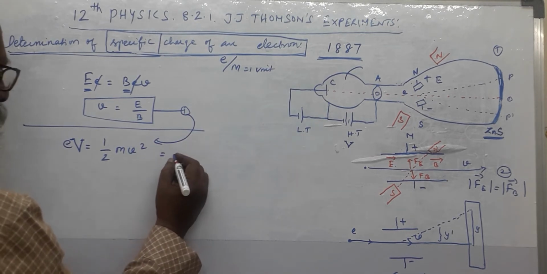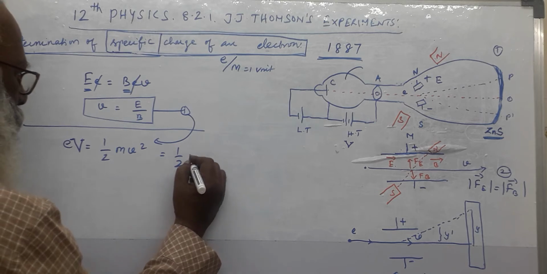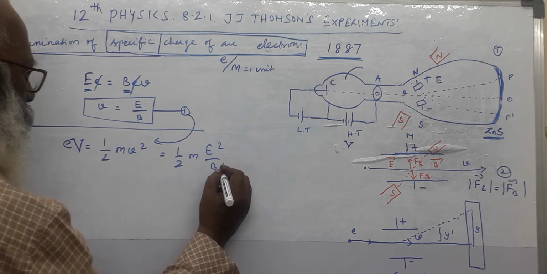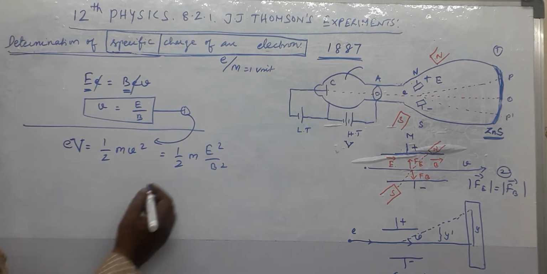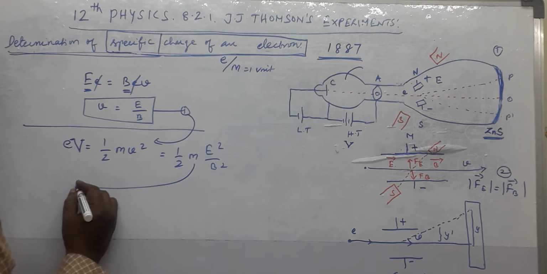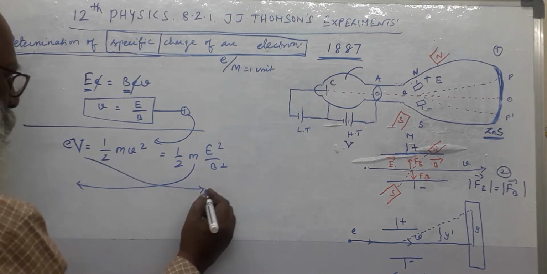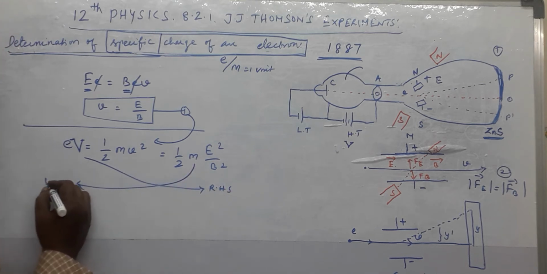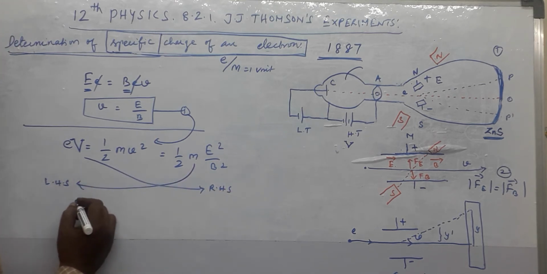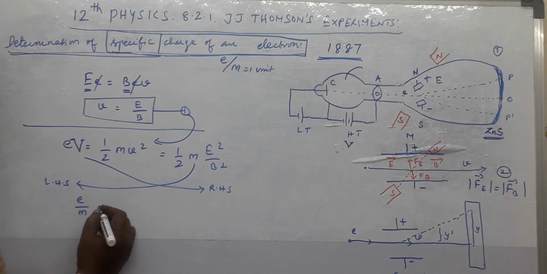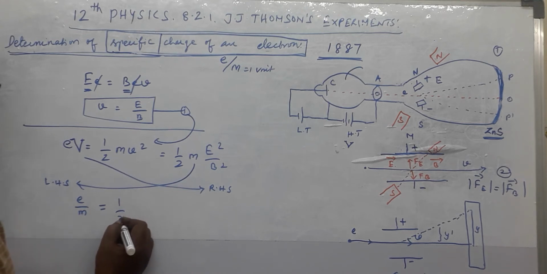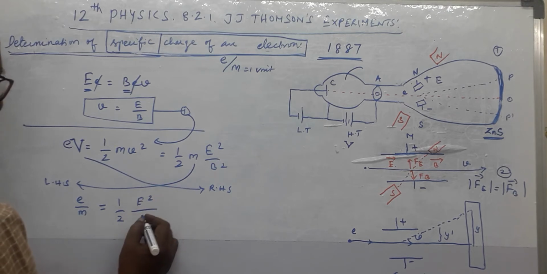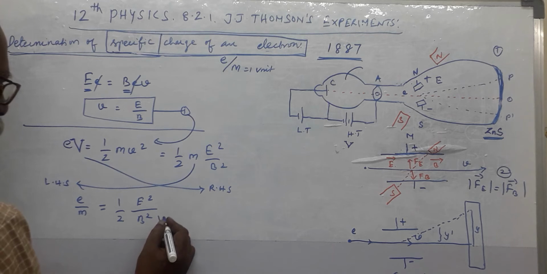We can write this as half m into E square by B square. But we want to find out the value of m, so we have to bring this to the right hand side and m to the left hand side. What will happen? e by m equals 1 by 2 E square by B square into V.